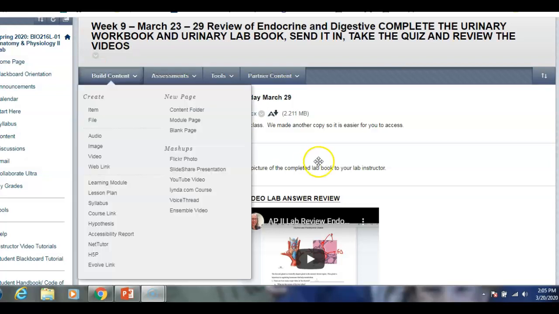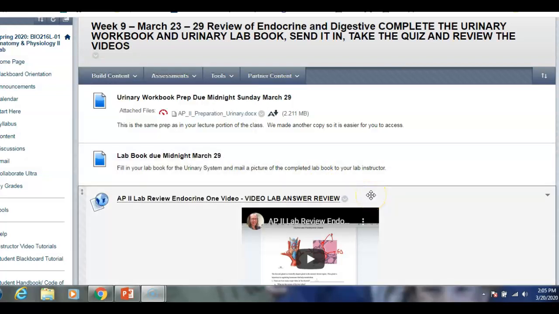Endocrine and digestive are open because you've already completed that. They're a great review. Watch those. For week 9, you're going to submit the urinary workbook prep, the one that you print off from your lecture section. Oh, and that makes a good point. I copied it into here. All these workbooks that you see will be the same ones that you had in lecture, so you don't have to do both. You only have to do this one.